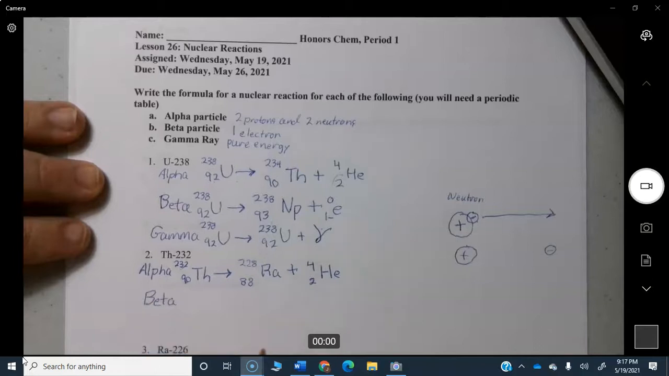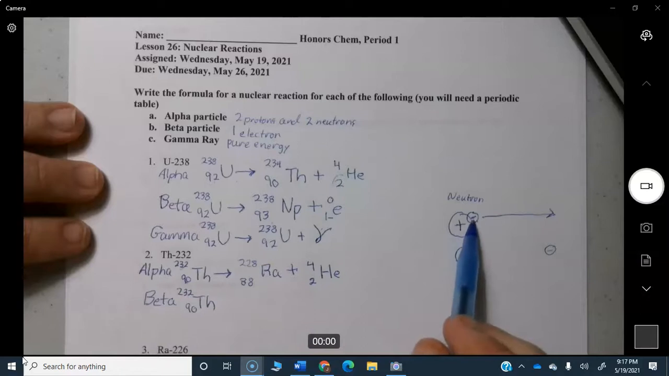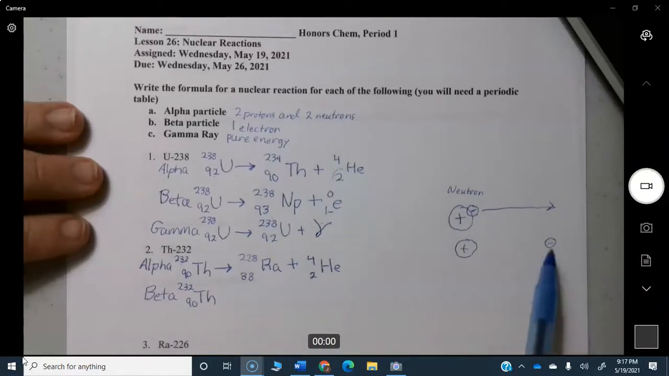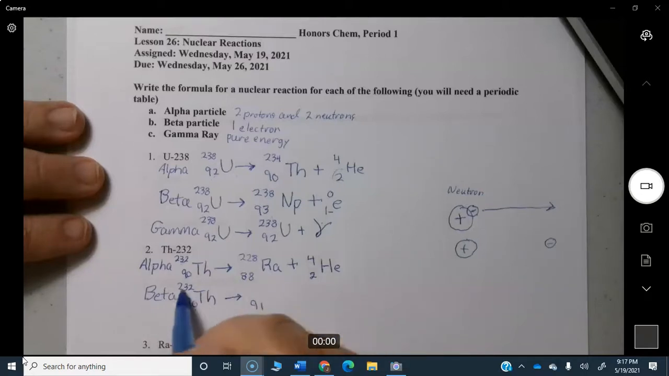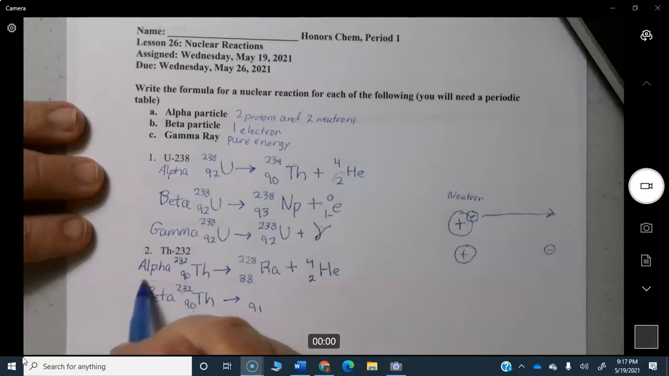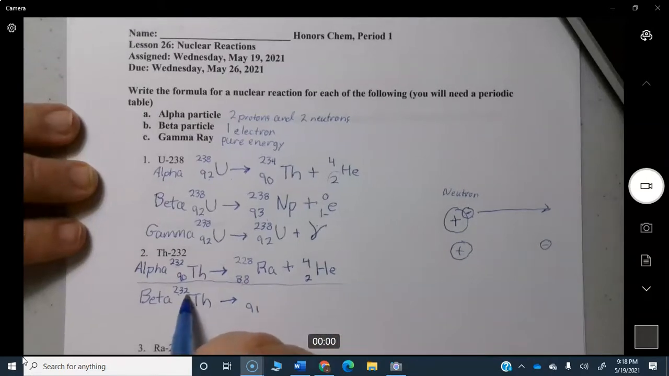All right, beta. Start with the same thing. Okay, so again, what beta is going to do is turn a neutron into a proton and throw off an electron. So that means we're going to gain a proton. And the mass number, let me draw a line between these two. The mass number is going to stay the same. You lost a neutron, that reduces this number by 1, but you gained a proton, so it increases it by 1, so it stays the same. So that's going to be 232.